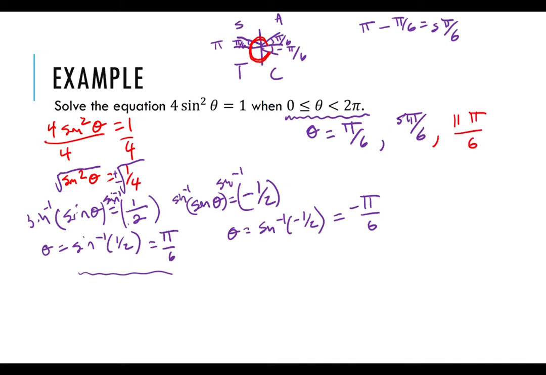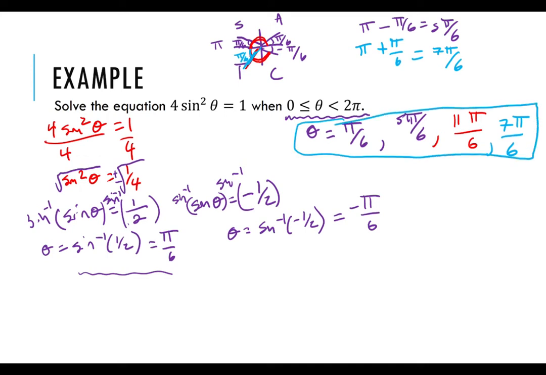Great. But we also have to watch out, because not only is sine negative in the fourth quadrant, sine is also negative in the third quadrant. And so then you have to be concerned about this one, where this is a reference angle of pi 6. That's going to be pi plus pi 6, which is actually 7 pi 6. And so now I know that my other solution is 7 pi 6. Well, 4 times sine squared of theta being equal to 1, that's true for all of these thetas. So you do have to be careful.